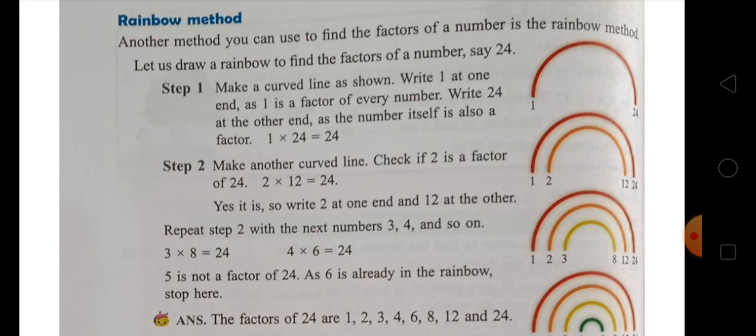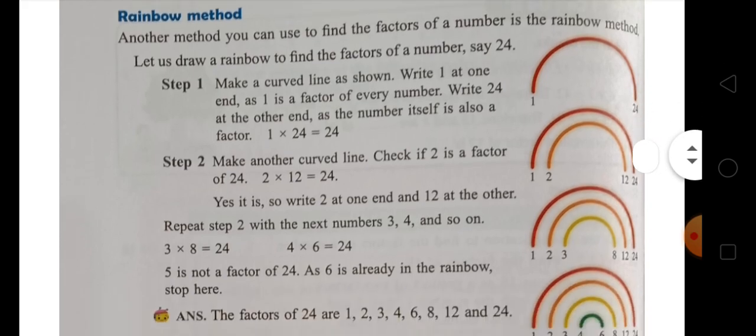Okay. Now the next method is the rainbow method. What is the rainbow method? Let's see and let's learn. Another method you can use to find the factors of a number is the rainbow method. Let us draw a rainbow to find the factors of 24. In the first step, you have to make a curved line as shown. Write 1 at one end, as 1 is a factor of every number, and write 24 at the other end, as the number itself is also a factor. 1 multiply 24 equals 24.